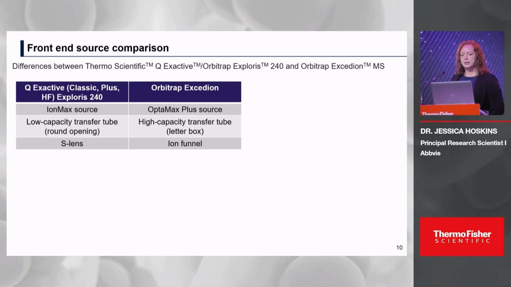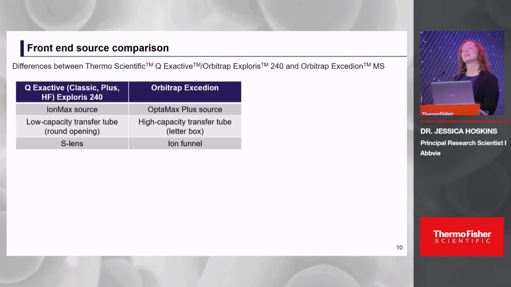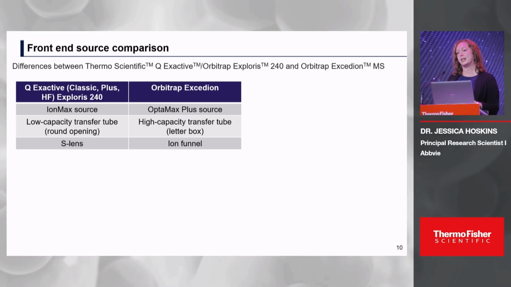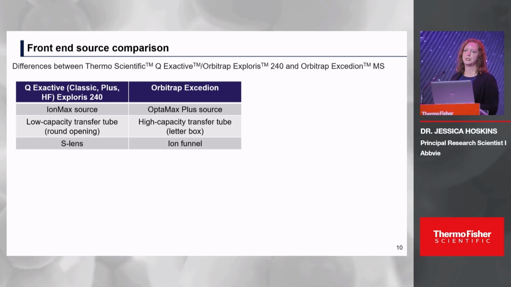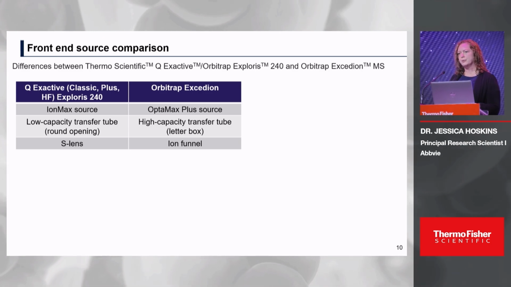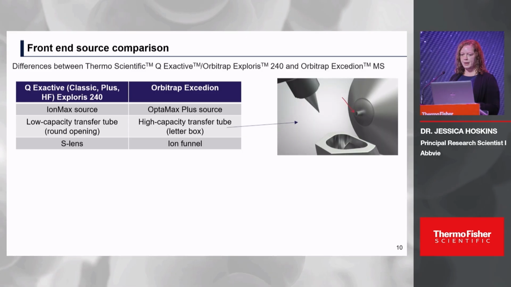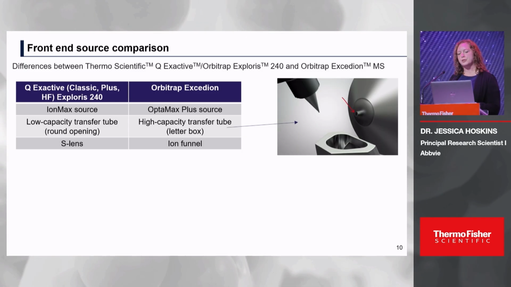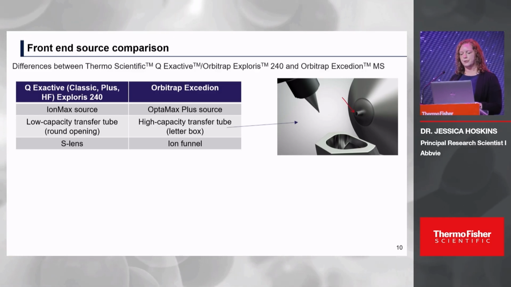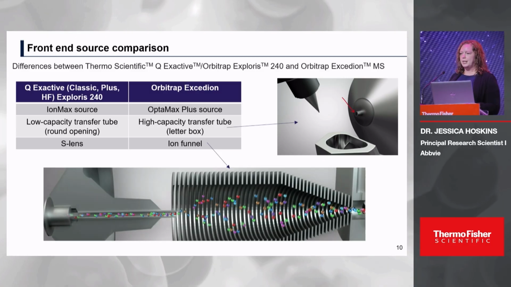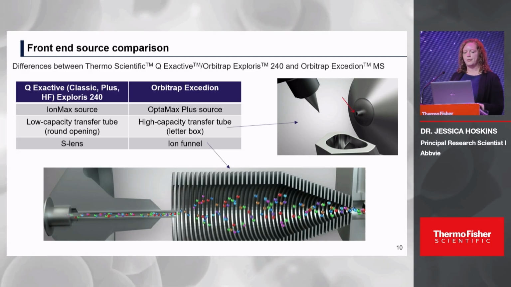So with respect to the differences with the Exedion, I was comparing it to our existing hybrid that I have in the lab today, which is a Q-Exactive Classic. You can see some of the differences between the two platforms are highlighted on this table here. Two that I'll point out are the high-capacity ion transfer tube that is on the Exedion. It has a letterbox-style ion transfer tube. Additionally, it has an ion funnel as opposed to the S-lens that is on the Q-Exactive Classic, which again allows improved ion transfer.